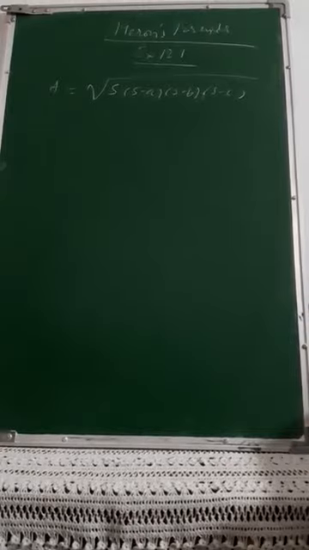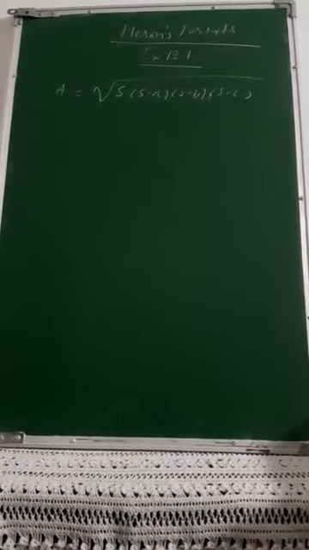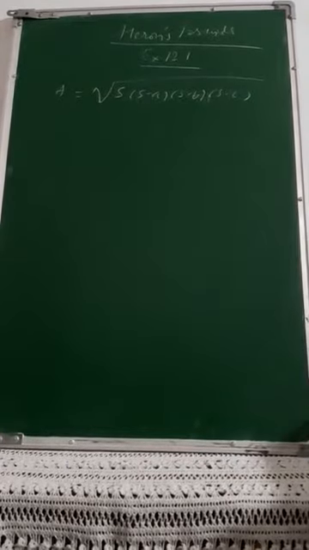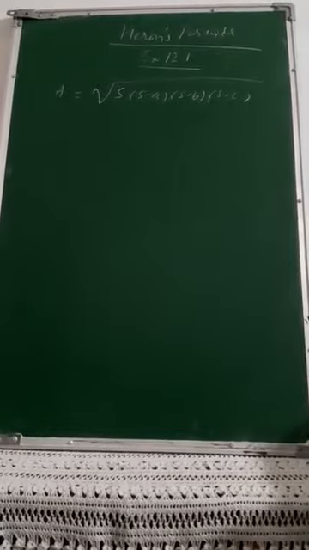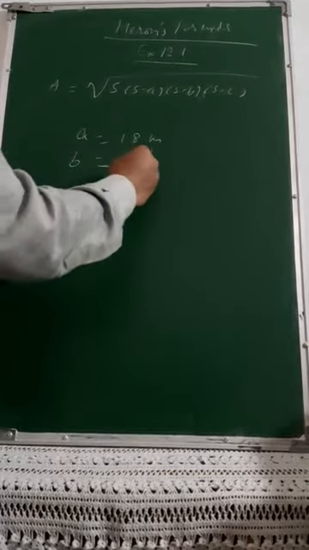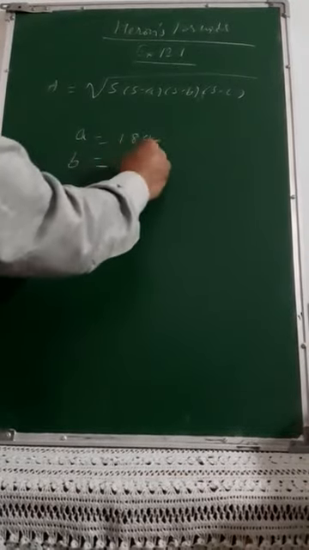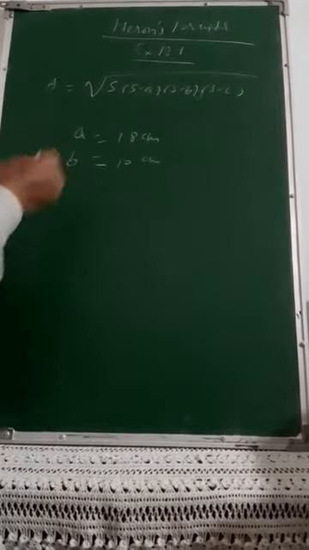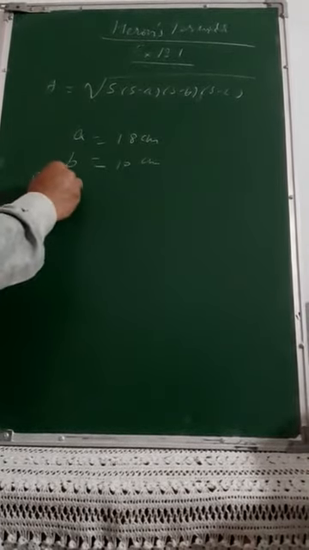Question 4. Now towards the end, some technical things are added to these questions. Find the area of a triangle, two of whose sides are 18 and 10 and perimeter is 42. So suppose A is equal to 18 meter and B is equal to 10. This is in centimeter, so take 10 centimeter, and the third side is not known but the perimeter is given.